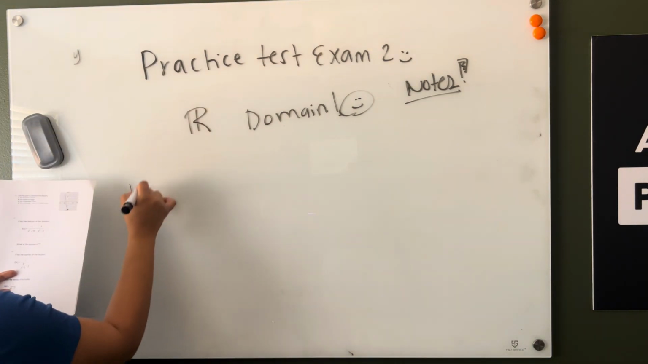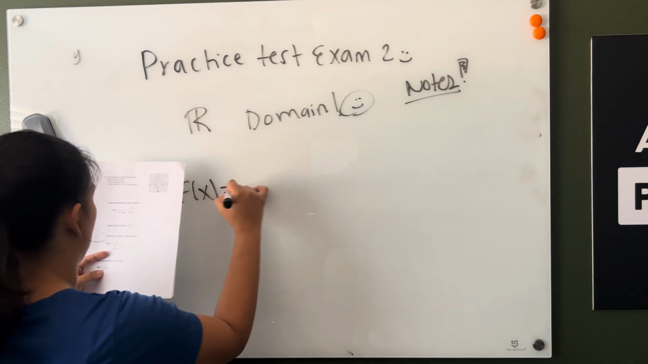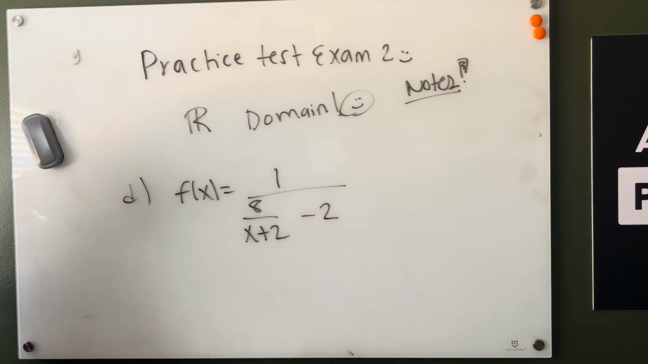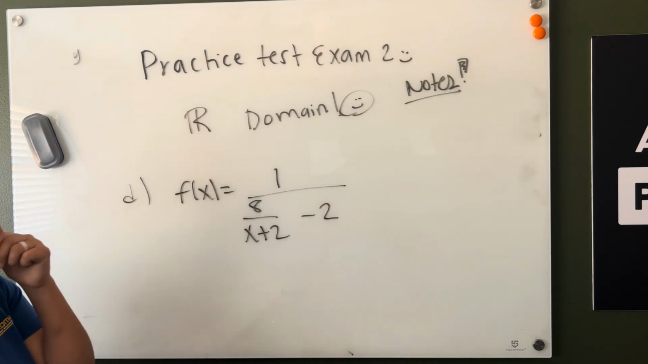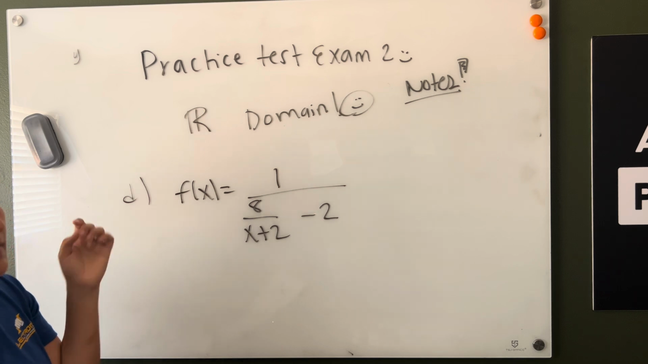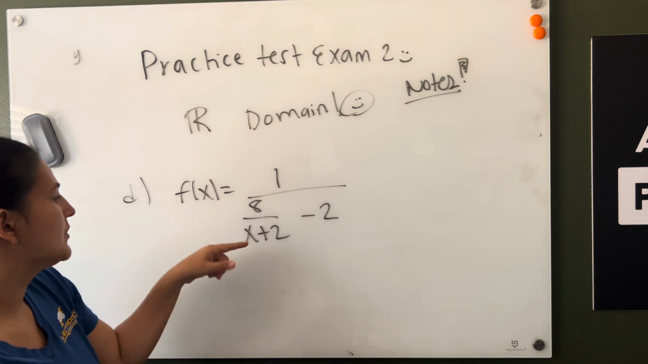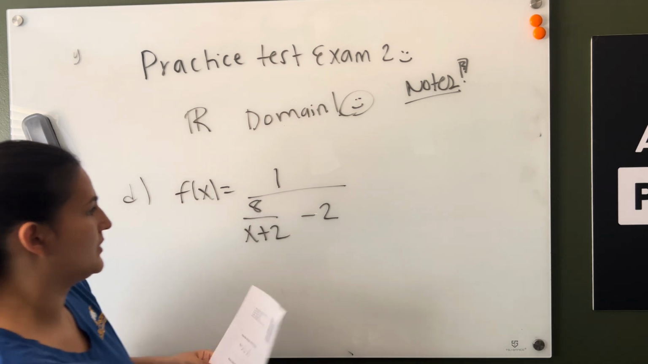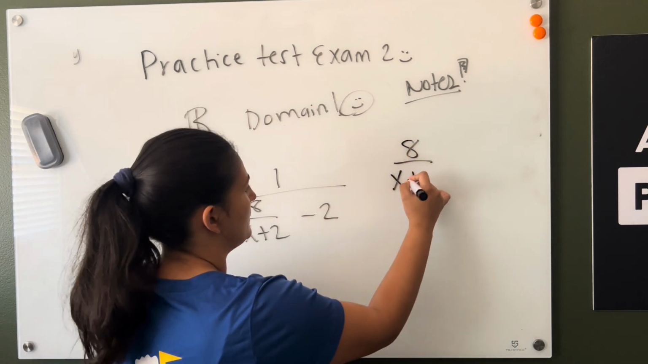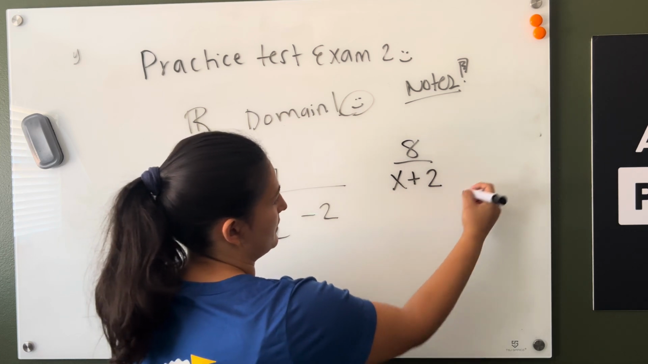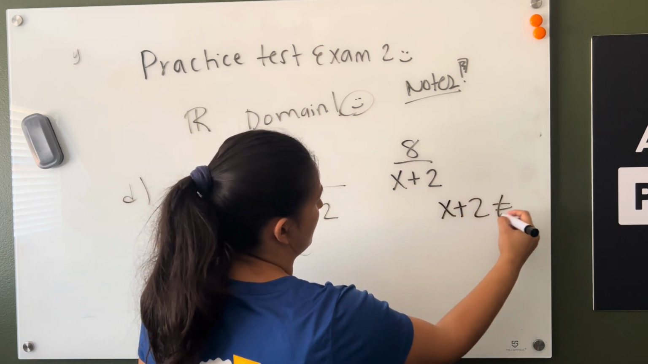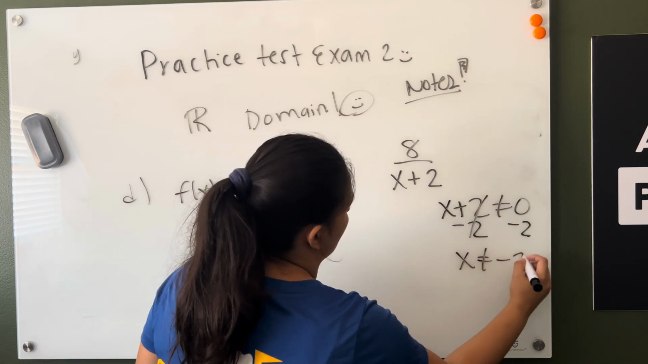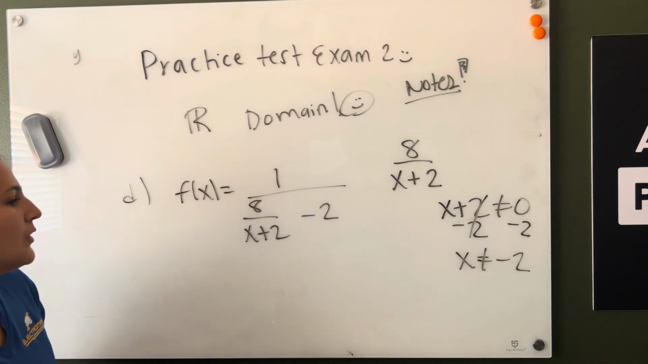Alright, next one, part D. Alright, so you gotta look at the denominator again, okay? I don't have square roots, because then I would definitely want to keep in mind that I want positive numbers in there. So here there's 2 parts to it, right? Because I have a fraction within the denominator. So if I just look at the fraction, 8 over x plus 2, I know that I don't want the denominator to be equal to 0, right? So that'd be x plus 2 can't equal 0. When you solve, you get that x can't equal negative 2, okay? Great, so that's part of it.